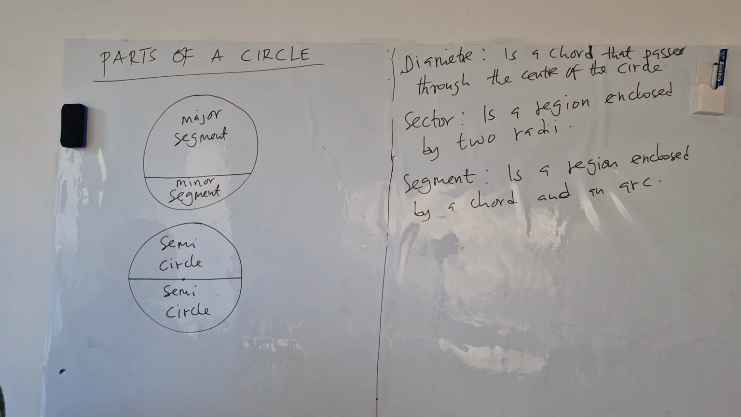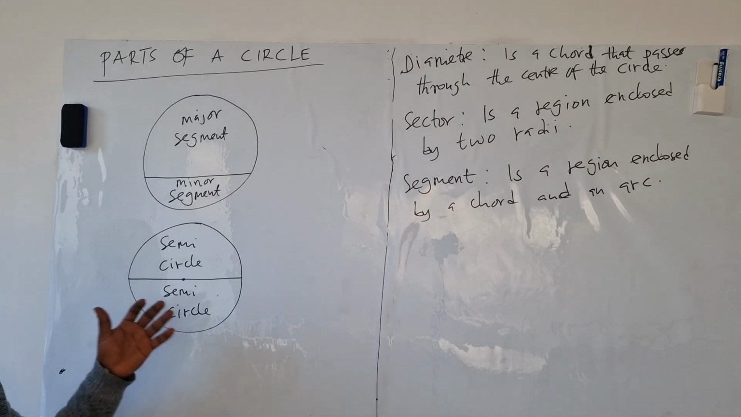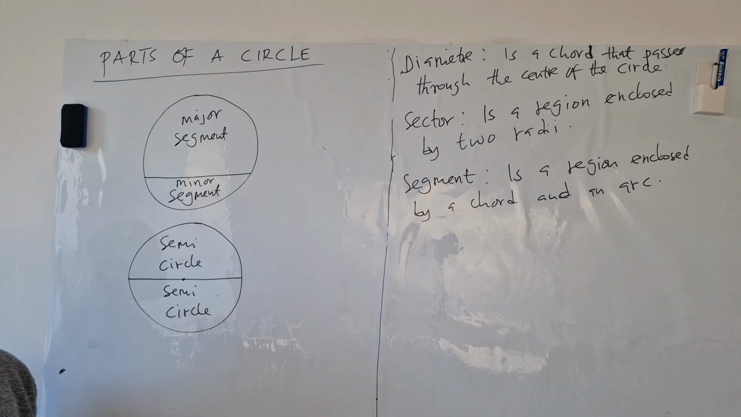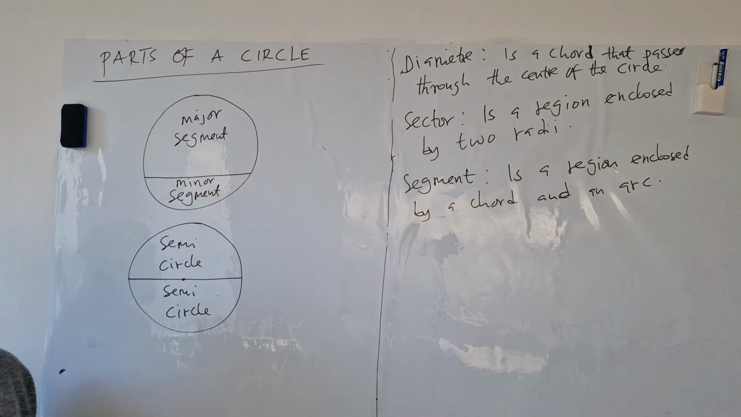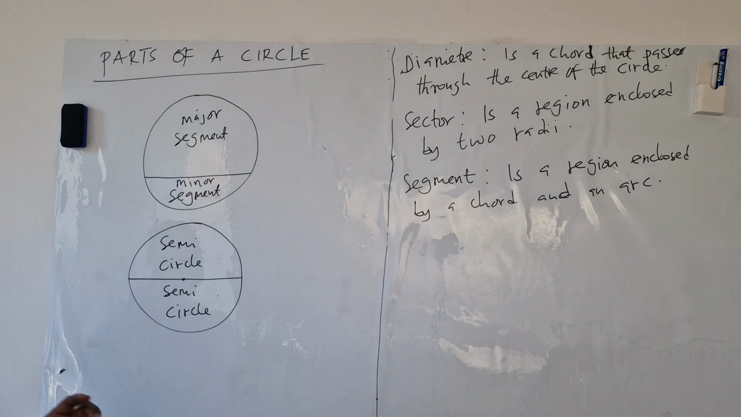So let's go into our next question. Or second question: is a semicircle a segment? Yes, it's a segment because it's a region enclosed or bounded by a chord and an arc. But because it's equal, it's half the circle, that segment is given a special name as semicircle. So a semicircle is also a segment.